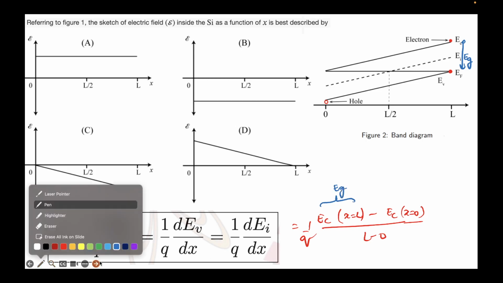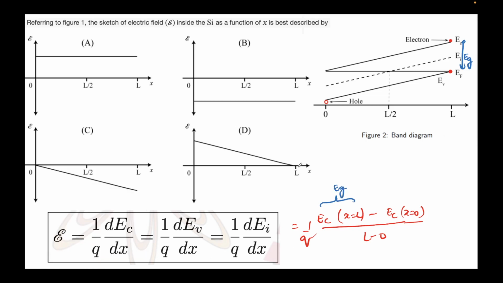Let's now look at what is the value of EC at x equal to 0. EC at x equal to 0, at this point, you see this is exactly at EF. So here this gap is 0. So what will be the final answer then? You can just plug these values.